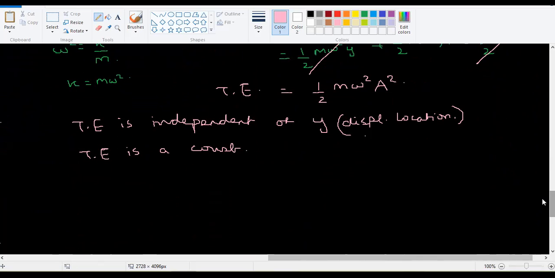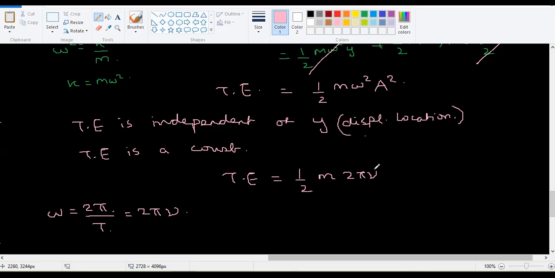So there is one more extension for this equation. Omega, I told you, is 2 pi by T. Why? Because it is theta by time. One by T can be written as frequency, 2 pi into frequency. So omega squared can be written as 2 pi nu the whole square.